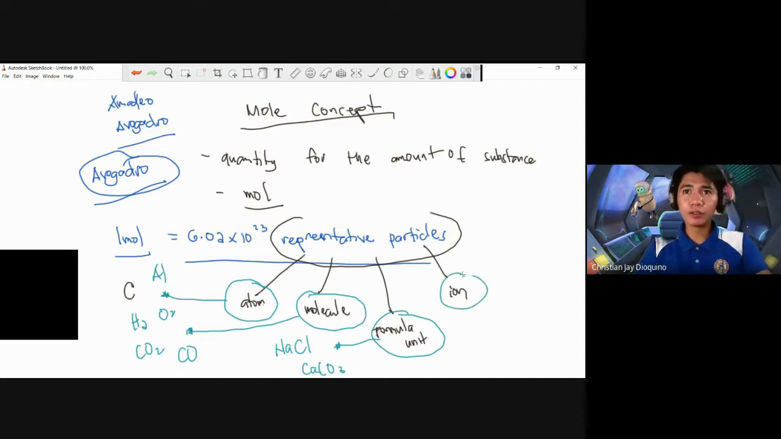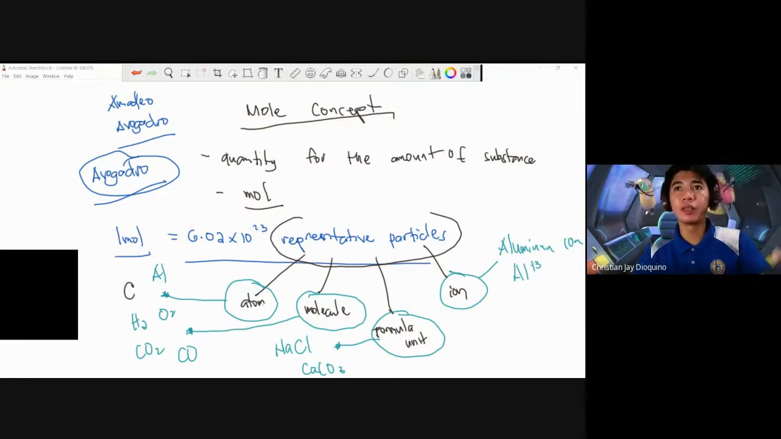Ito namang ions, alam naman natin yung kung kailan siya nagiging ions, di ba? Kapag siya ay merong charges. Okay, halimbawa, aluminum ion. Or, kung ang symbol niya, meron siyang positive 3. So, pag ganyan, of course, ang gagamitin nating representative particle sa kanya is ion. Okay, pero pag neutral, atom. Kapag combined with other elements, yung metal plus non-metal, formula unit. Then for two non-metals, we have molecules.